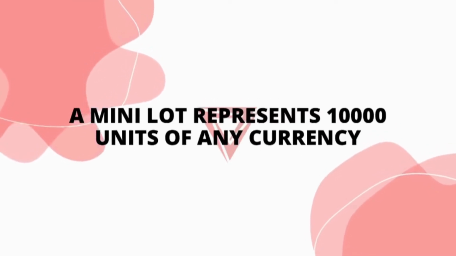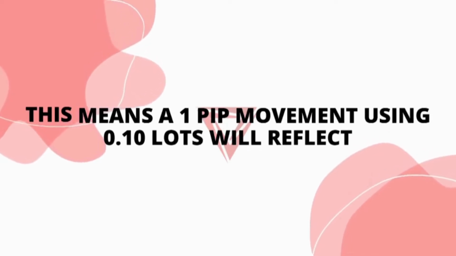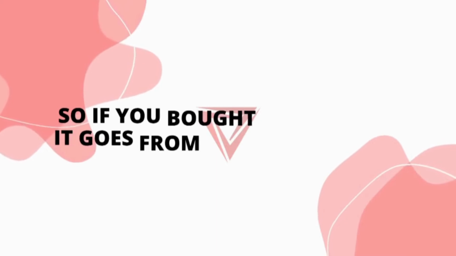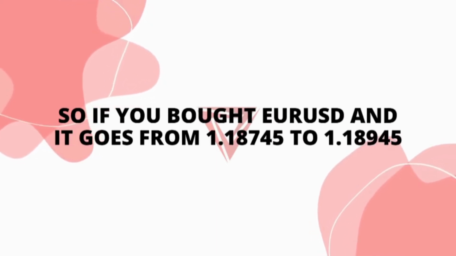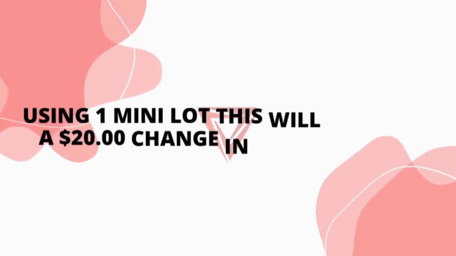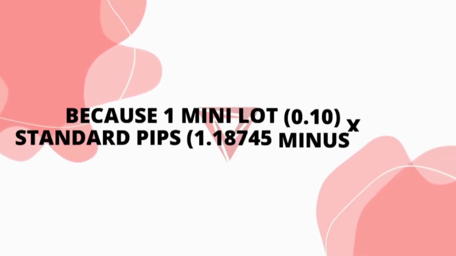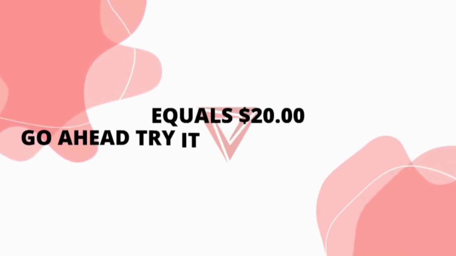A mini lot represents 10,000 units of any currency. This means a 1 pip movement using 0.10 lots will reflect a $1 change in your account. So if you bought your USD and it goes from 1.18745 to 1.18945, using 1 mini lot, this will result in a $20 change in your account. Because 1 mini lot, or 0.10 by 20 standard pips, equals $20.